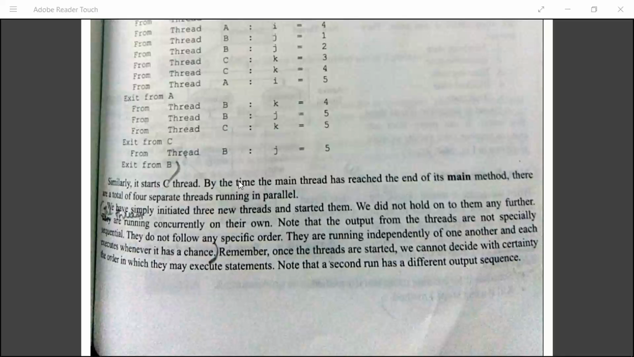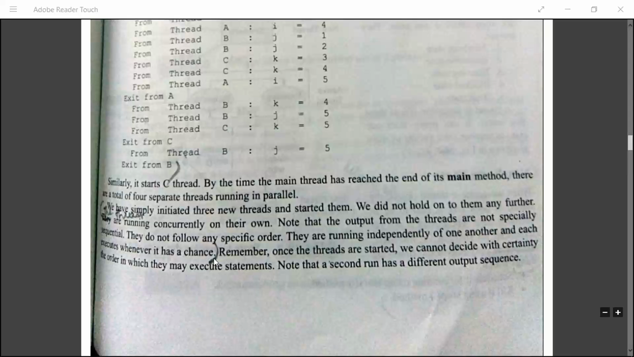The control will shift between these threads, and it gives us an illusion that they are running parallelly. If it starts the C thread, by the time the main thread has reached the end of its main method, there are a total of four separate threads running in parallel. They do not follow any specific order. They are running independently of one another, and each executes whenever it has a chance.